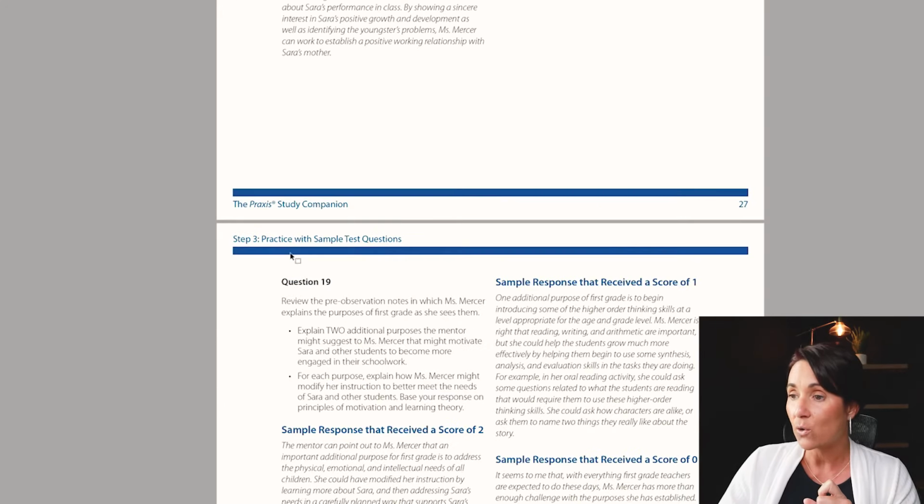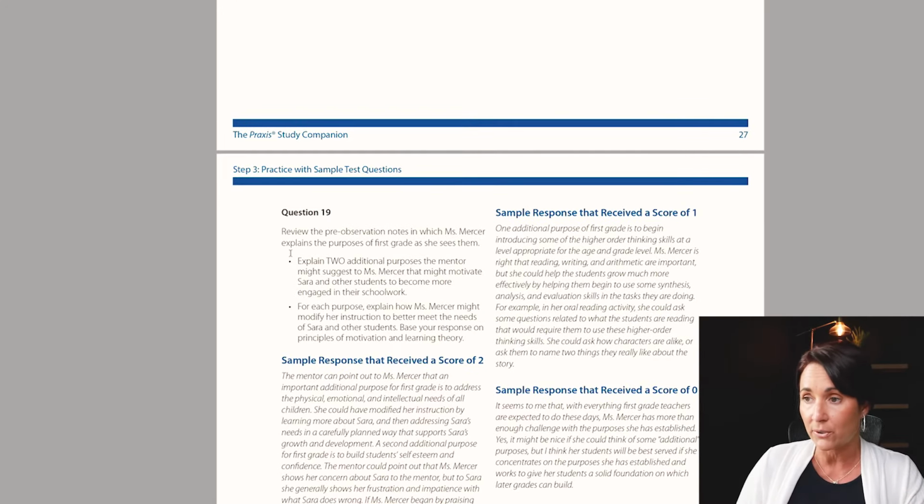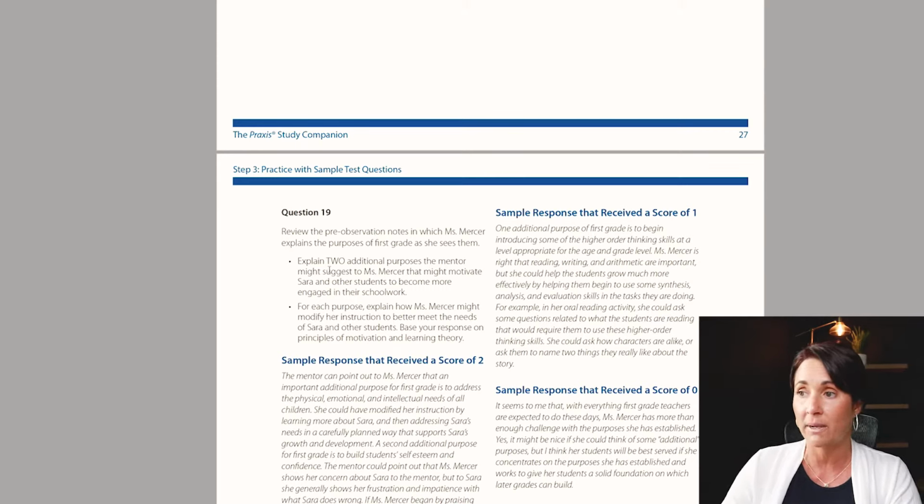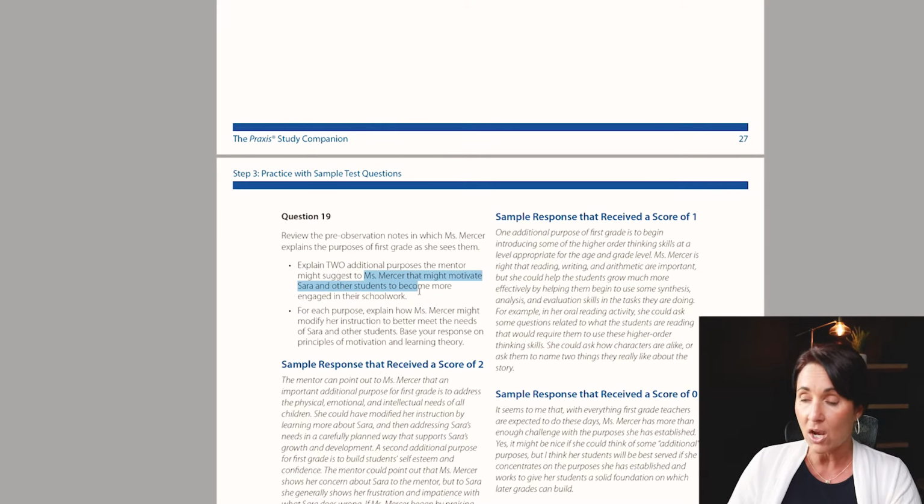And then I'm going to go to question 19, and I'm jotting little notes down. The other thing says, explain 2 additional purposes the mentor might suggest to Ms. Mercer that might motivate Sarah. So now we're talking about motivation. So I'm just going to write motivation. And for each purpose, explain how Ms. Mercer might modify instruction. Modify instruction to motivate. All right, I just want to keep that in mind.